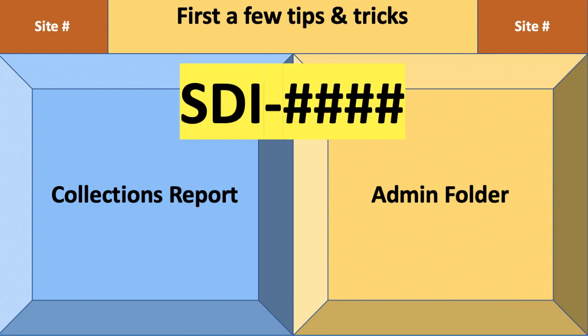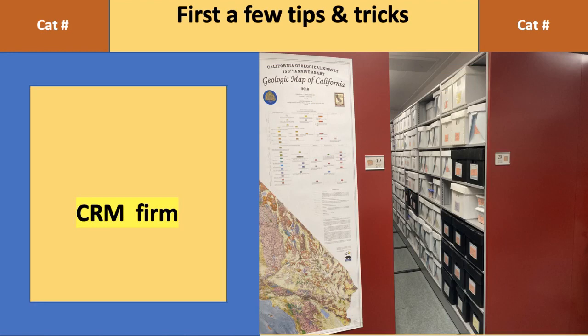Field 1, site number, is the number provided for the physical location of an archaeological dig site. It can be found in the collections report or the admin folder. When you enter the site number in the catalog, you do not need to include California at the beginning, because it is known that the artifacts come from California. Field 2, catalog number, is a unique number for each artifact or group of similar artifacts. The number comes from the CRM firm or the archaeologist.